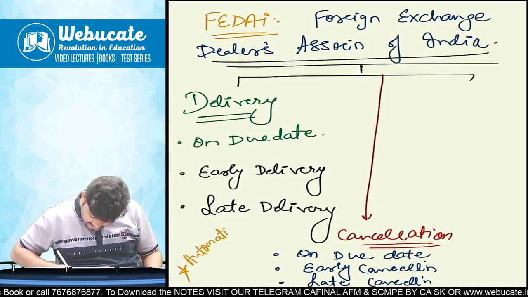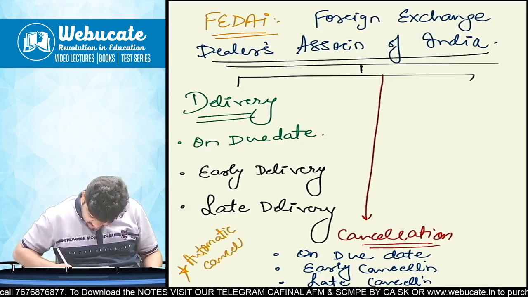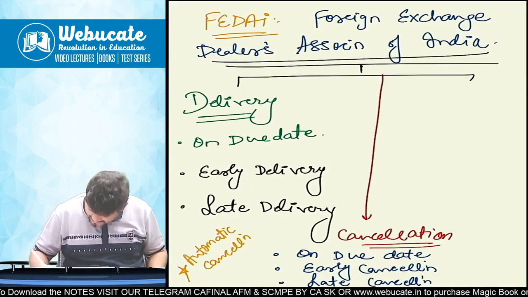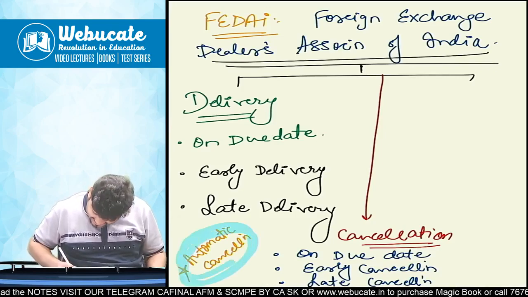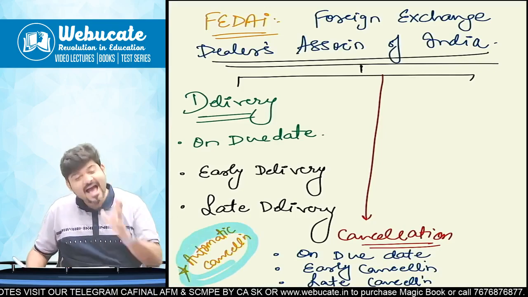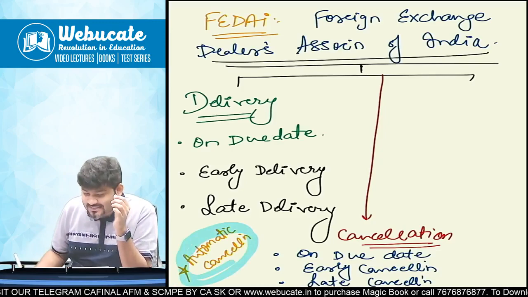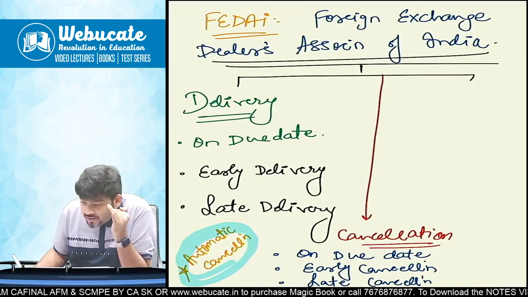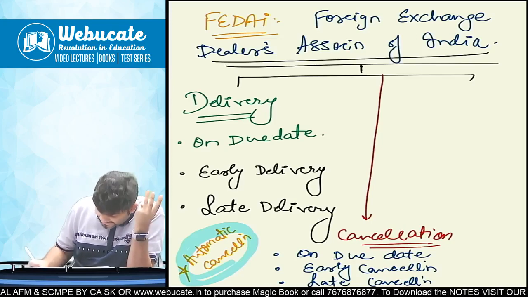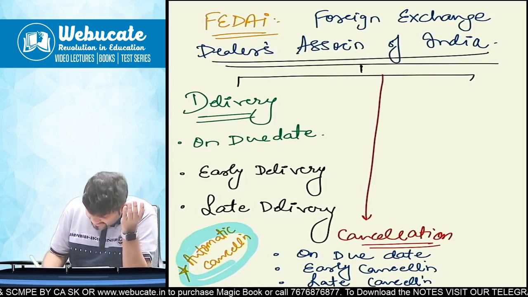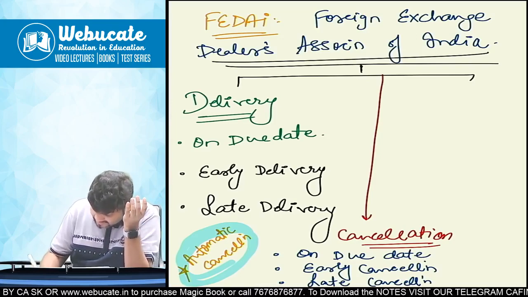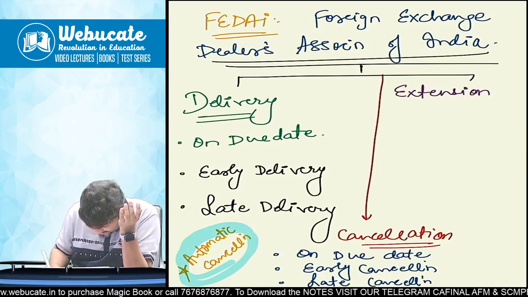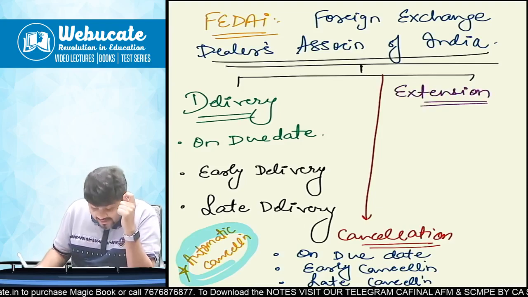Sir, what is all of this? Don't worry. I will explain each and everything to you. So this is called automatic cancellation, a unique method developed by FEDAI. So even in cancellation, there are three possibilities: cancellation on due date, early cancellation, or a late cancellation. And then there is this last thing called extension.